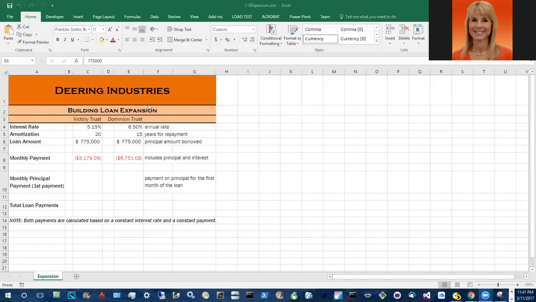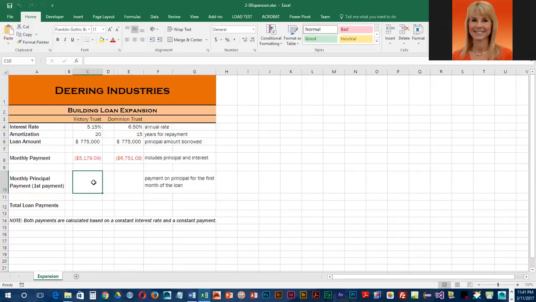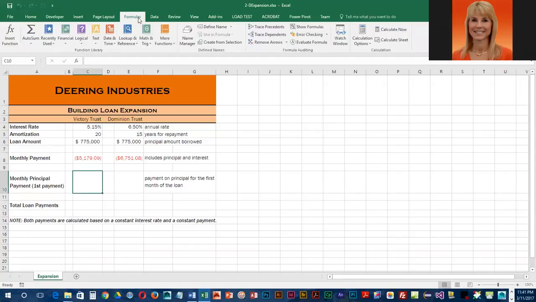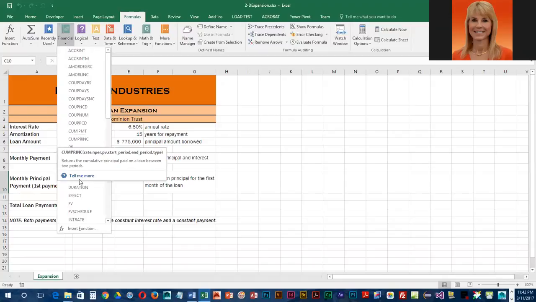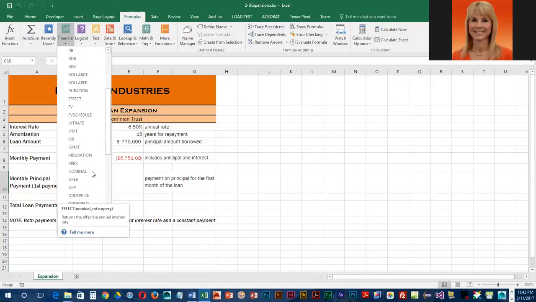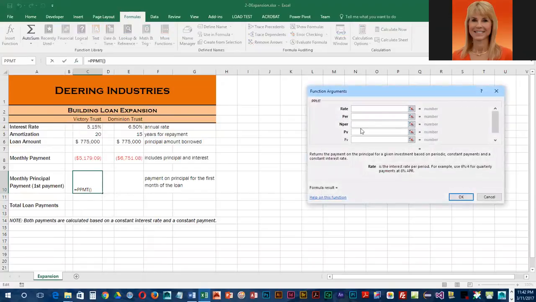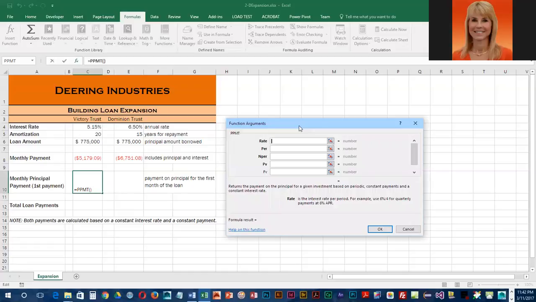So what we're going to do is activate cell C10. And we are going to go into the formula ribbon. We want the financial functions. And we're going to scroll down and look for PPMT, and we will select that. And the rate is 5.15, so we're going to click on that cell.